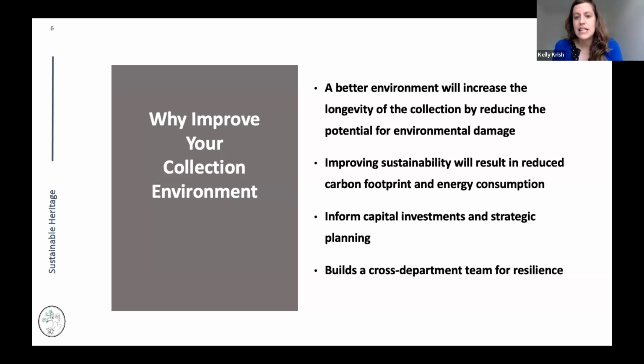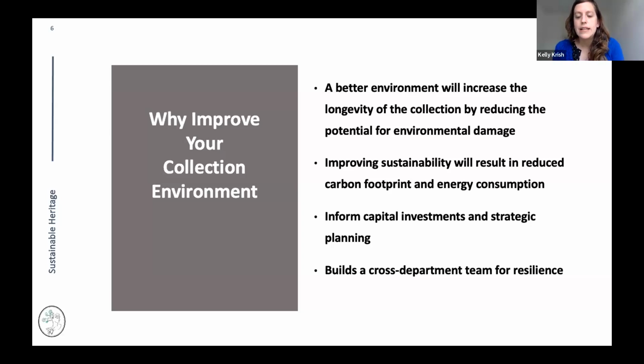And I think in today's day and age, with energy costs and climate change, that's a pretty big interest to a lot of institutions to try to get some sustainability gains where they can, and often environmental management can be a major one. And then those kind of inform the capital investments and strategic planning. So a lot of times changes to the building or to HVAC systems, investments in different types of collection storage, those can all kind of fit into a long-term plan for an institution of how you're going to achieve those goals.